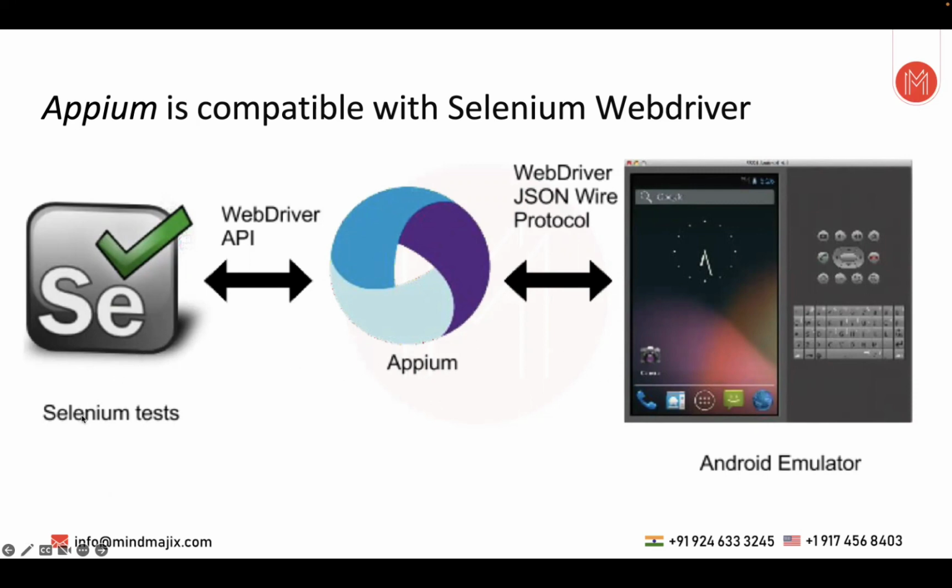We have a Selenium test, and here is a WebDriver API. Okay, and it is sending commands to Appium. So Selenium will write a code, then it will convert into a JSON format, and it will go to Appium. Appium will send the request to the real device or an emulator, and the device will send the response back to Appium. Okay, let's go to the next slide.